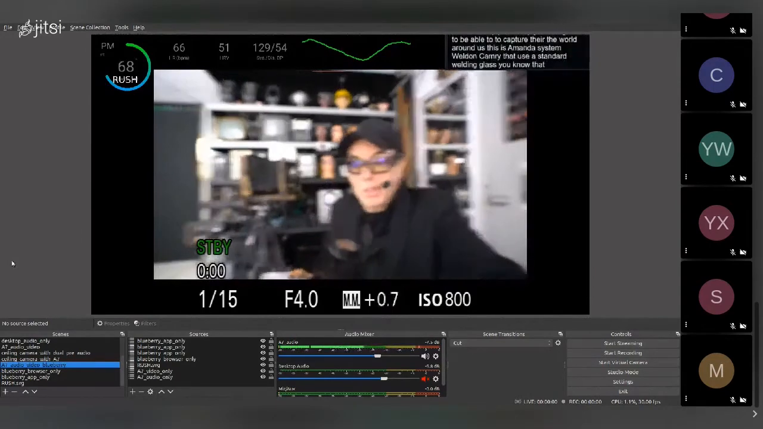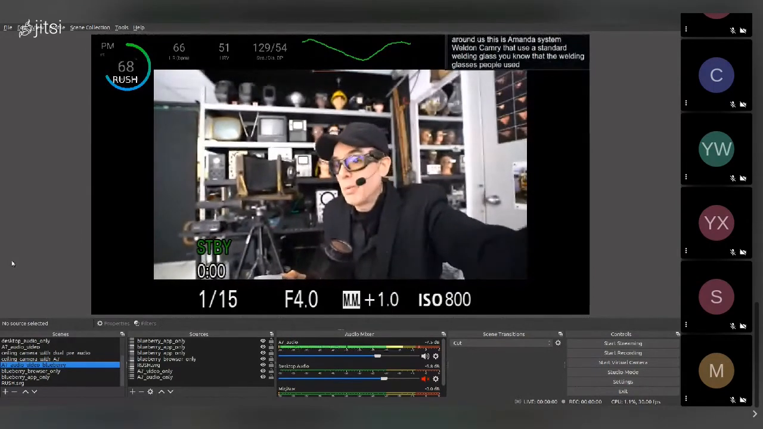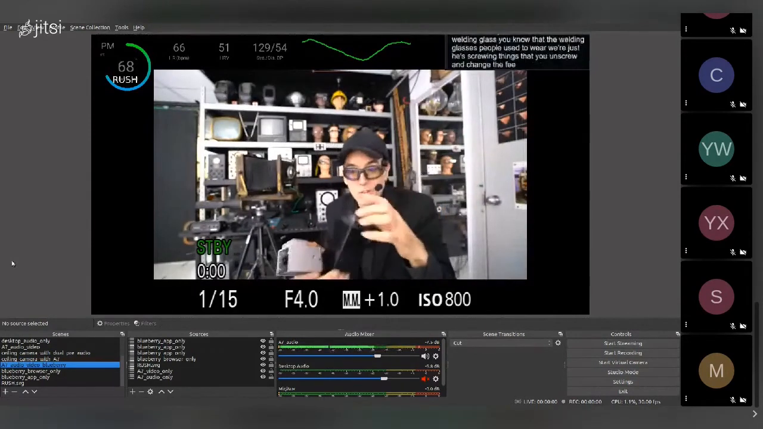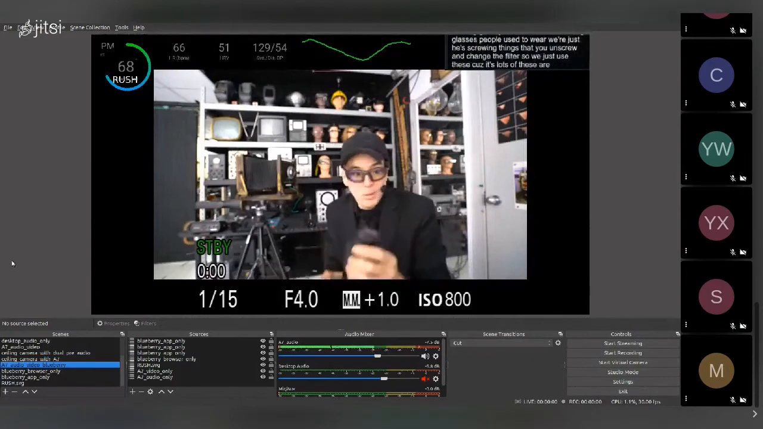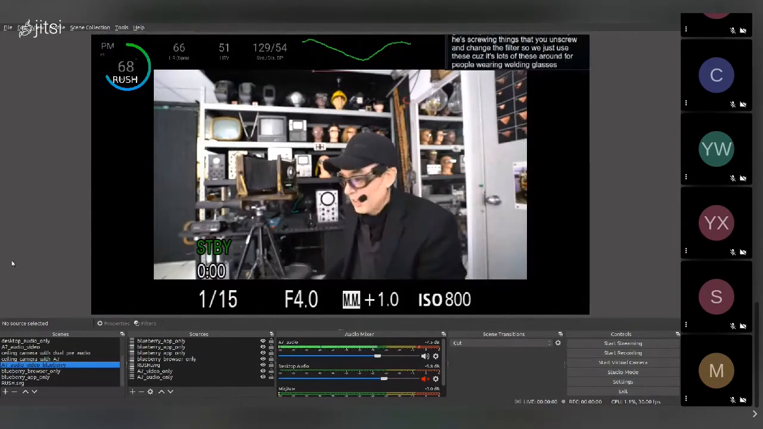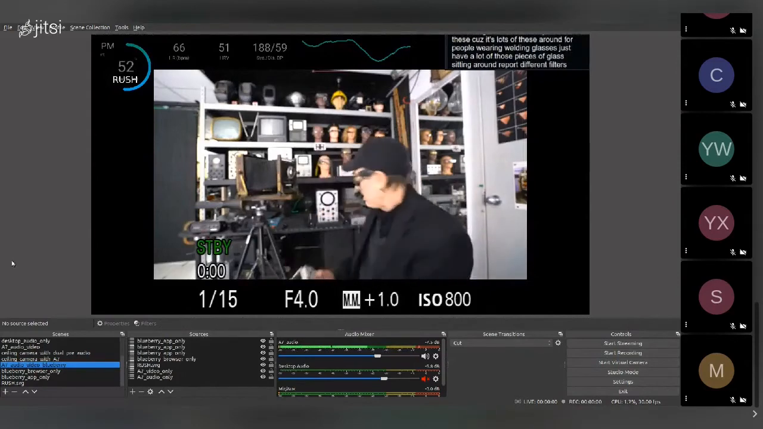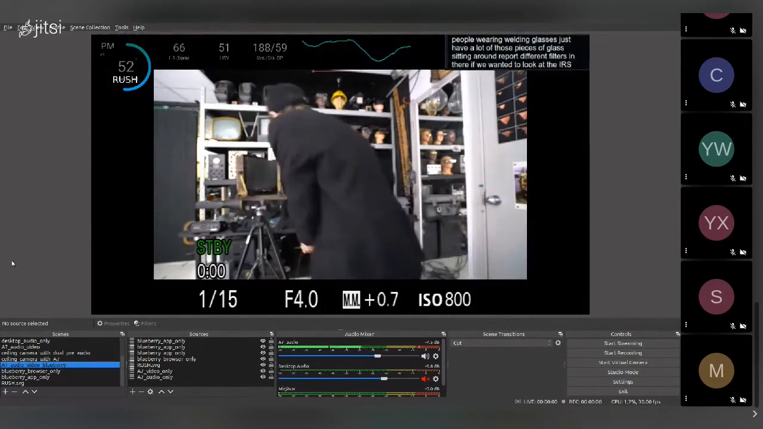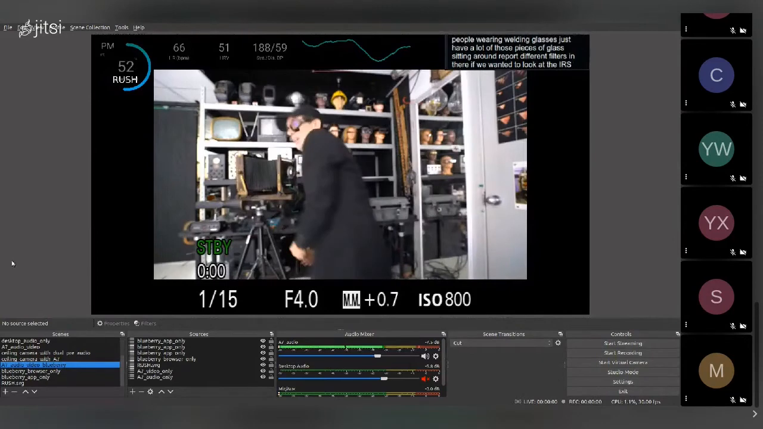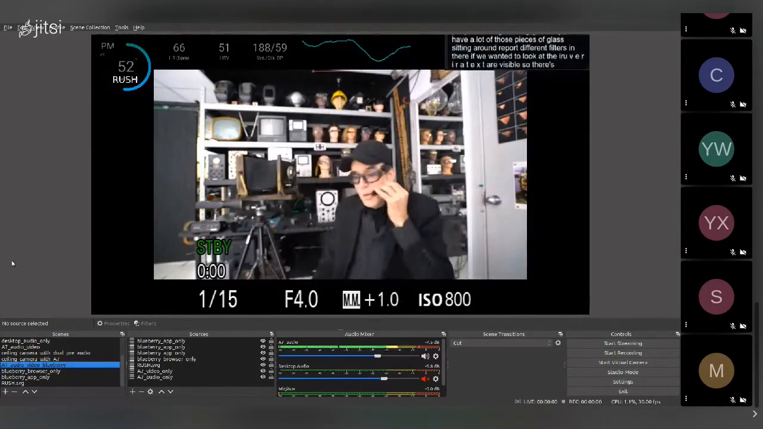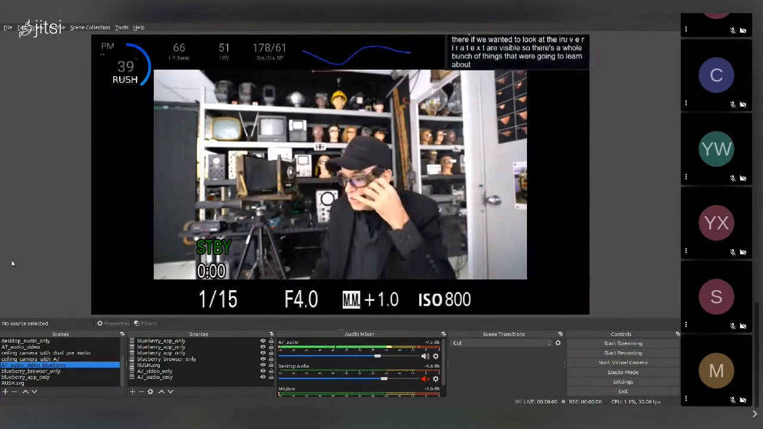You know, the welding glasses people used to wear were just these screw-in things that you unscrew and change the filter. So we just use these because there are lots of these around for people wearing welding glass. They just have a lot of those pieces of blank glass sitting around. We could put different filters in there if we wanted to look at the IR or UV: HDR IR, HDR UV, HDR visible. So there's a whole bunch of things that we're going to learn about in this next lab.